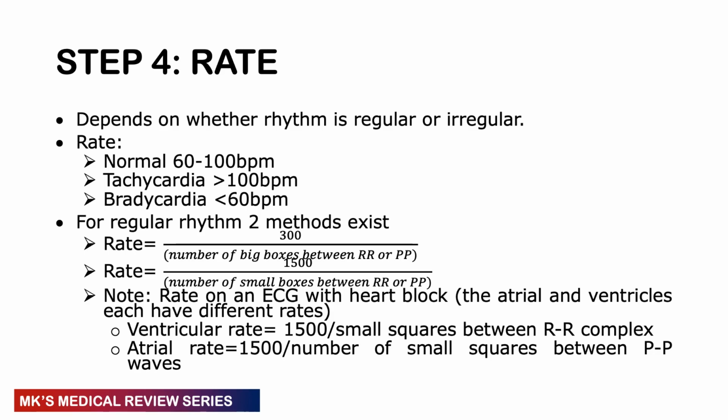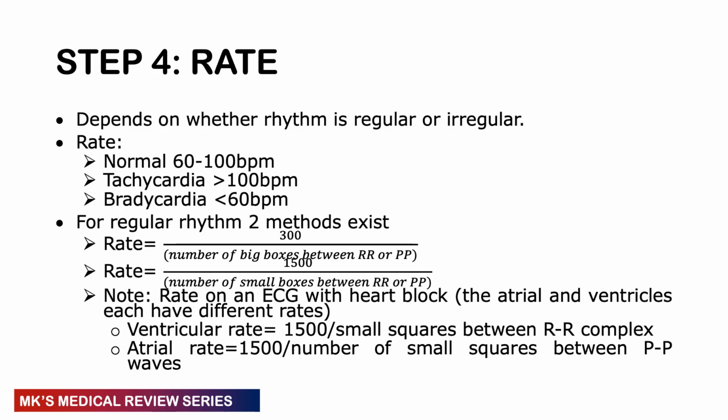But remember that a normal heart rate is 60 to 100 beats per minute. Tachycardia is greater than 100 beats per minute. Bradycardia is less than 60 beats per minute. So if you did your quick assessment and you notice that your rhythm is regular, there are two methods that we can use to determine what the rate is.